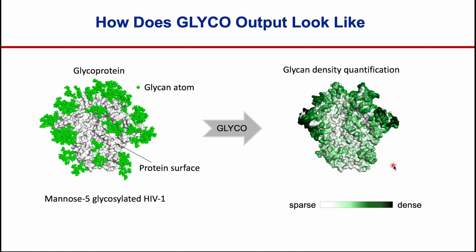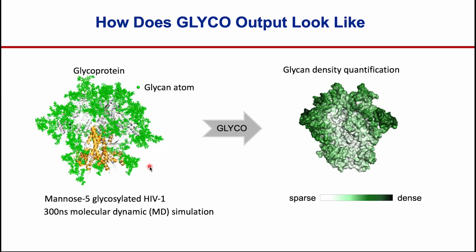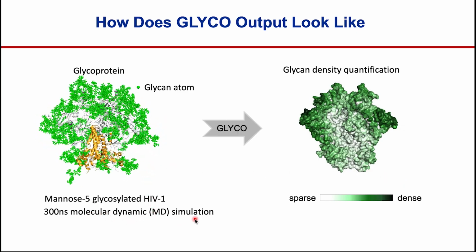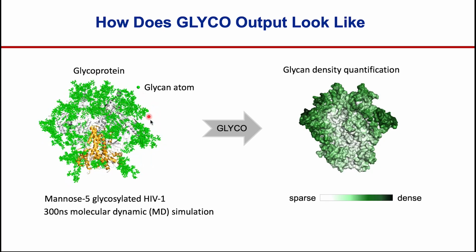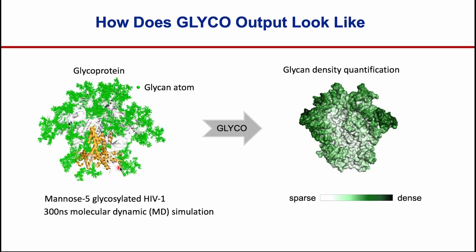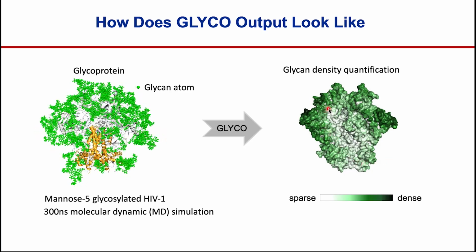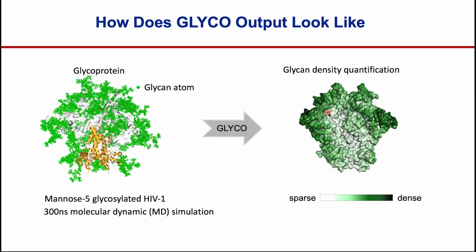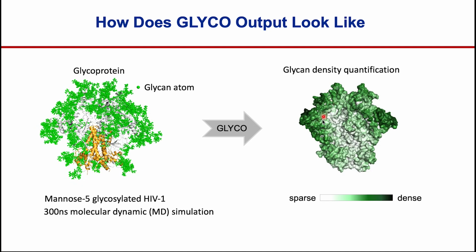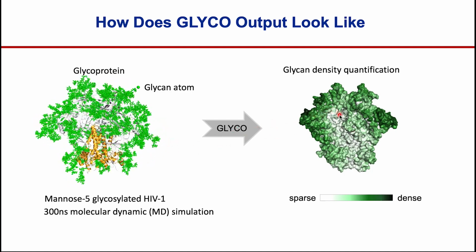And GLYCO does not only take a single PDB, but it also takes multiple frames, multiple PDBs from MD simulations. So this is 300 nanoseconds of MD simulation. It has an average function, so on the right side you can see the glycan densities are all averaged, so the gradation of the color is a bit different from the single PDB, but it can better capture the glycan mobility and flexibility of the structure.